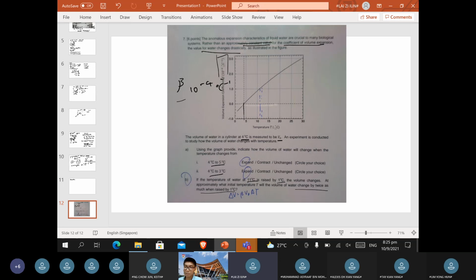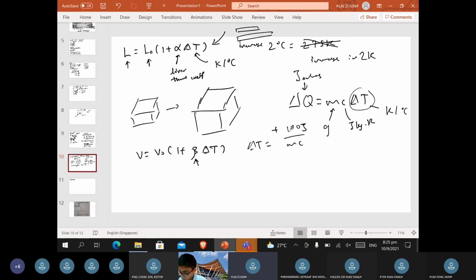Okay, let's do part A, part 1 and part 2, just for completeness' sake. We know that from 4 to 5 degrees, we look at here, 4 to 5 degrees, the volume expansion coefficient is positive, right? It's more than 0. So if we go back to our equation, where was it? Yep, it's here. We know that the change in volume is the expansion coefficient times the initial volume times the change in temperature. So this is just another way to rewrite this equation, right?